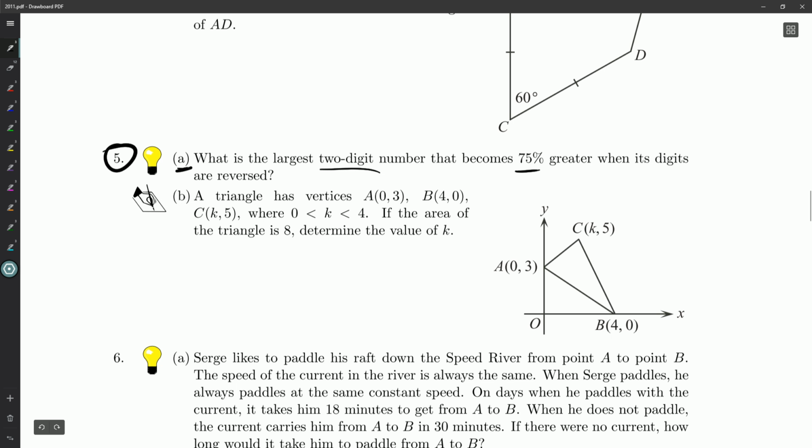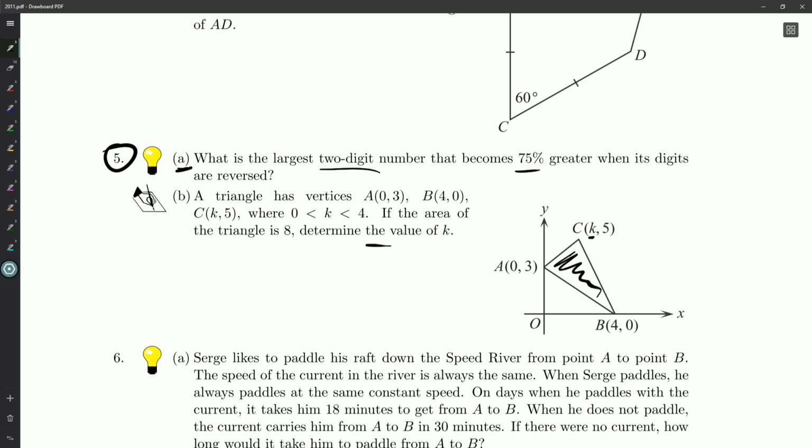How about our written B part? A triangle has vertices at (0, 3), (4, 0), and (K, 5). I don't know what this K is, but I do know K is strictly between 0 and 4. If the area of the triangle is 8, determine the value of K. There should just be one value of K.